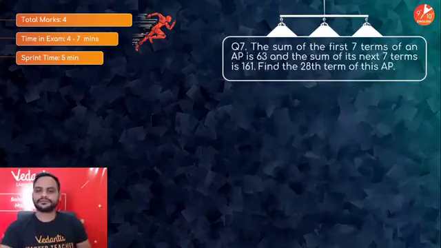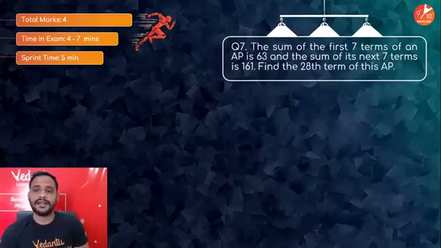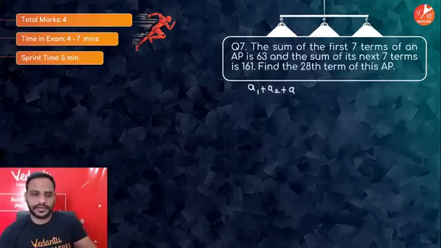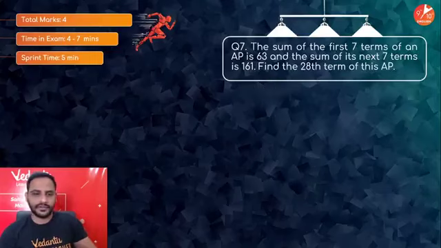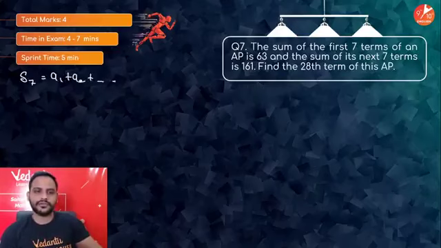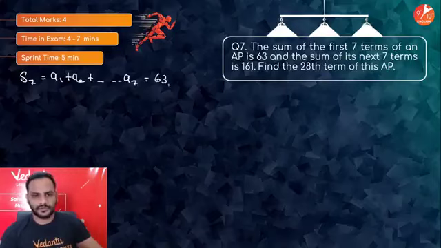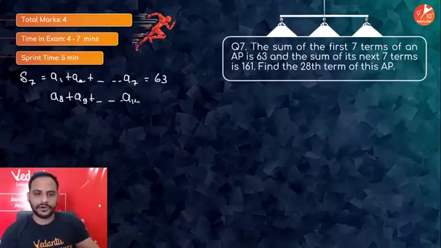Alright. Next question. The sum of the first 7 terms of an AP is 63. That means if you will add the first 7 terms, that means if you are adding A1 plus A2 plus A3, like that. See what it is telling you, sum of the first 7 terms. Alright, that means your sum of the first 7 terms, S7, is equal to A1 plus A2 like this up to A7 is equal to what? 63. Alright, and the sum of the next 7 terms. Now see, it is telling next 7 terms. That means starting from A8, A9 up to the next 7 terms, so up to A14 is equal to, it is given as 161.